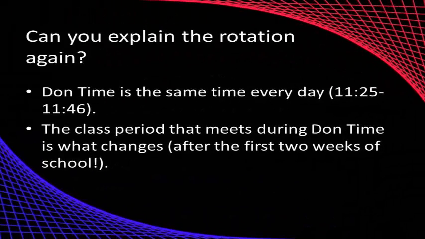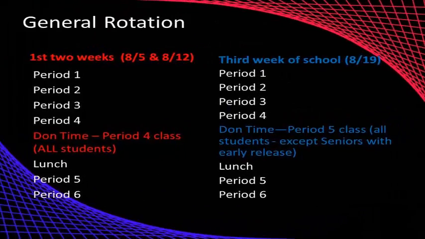Can you explain the rotation again? Sure. We understand that this might seem a bit confusing until we really start moving each week. Dawn time is the same time every day, from 11:25 until 11:46. The class period that meets during dawn time is what changes, but not until after the first 2 weeks of school. It may help to see a comparison.